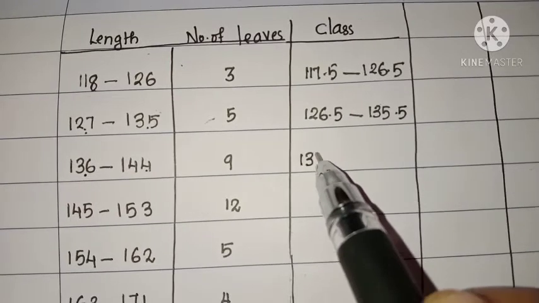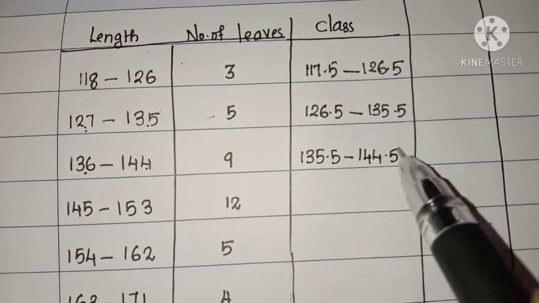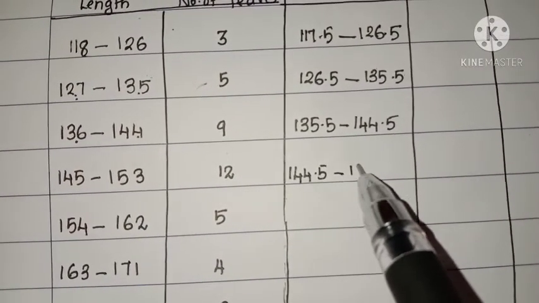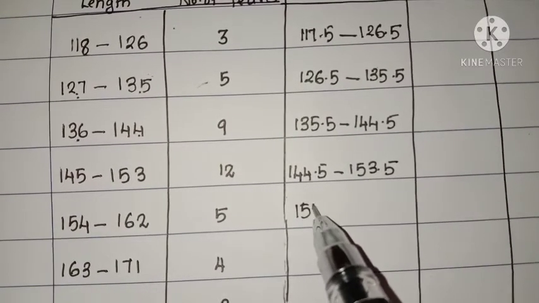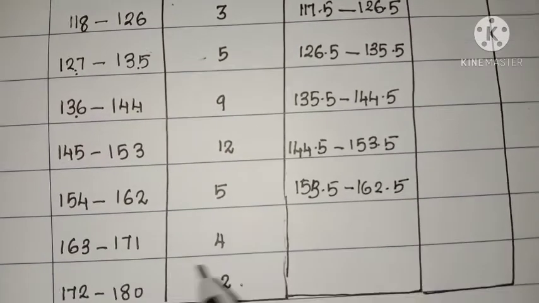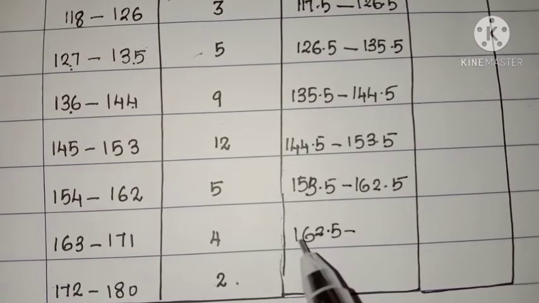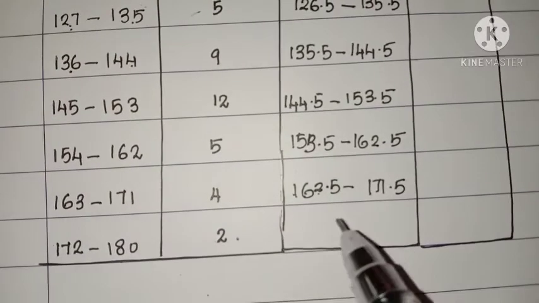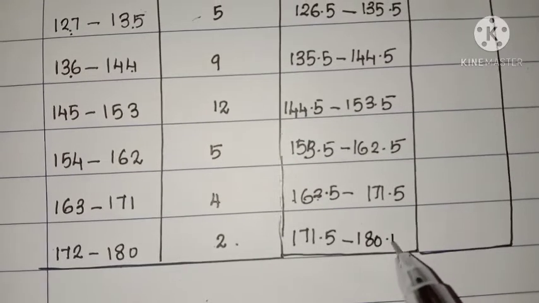So this becomes 135.5, 144.5. Next class, 144.5 to 153.5. Next, 153.5 to 162.5. Next is 162.5 to 171.5. Finally 171.5 to 180.5.